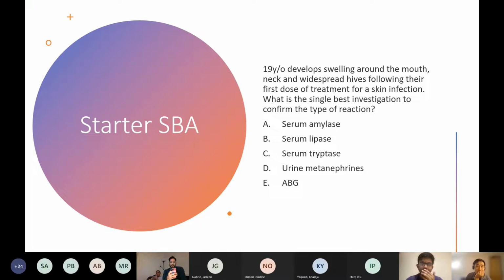And those of you that are feeling smart, what exact antibiotic is the likeliest one that has been used to treat this skin infection? That you can put in the chat.